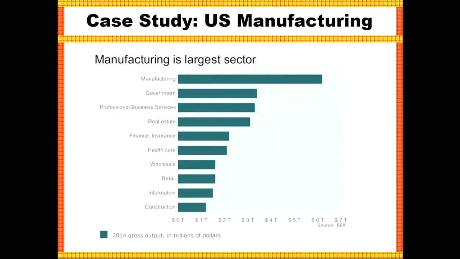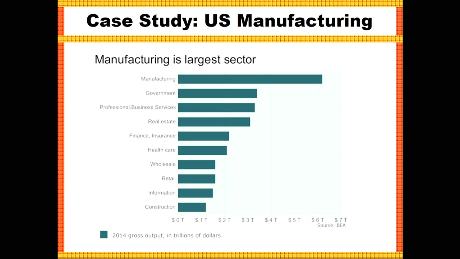And for the case study, I'm going to use U.S. manufacturing. Why U.S. manufacturing? First of all, the U.S. is a very unregulated economy, relatively speaking. And the U.S. is a huge economy. 25% of the whole world GDP is the United States. And it's pretty much what we call a laissez-faire economy.